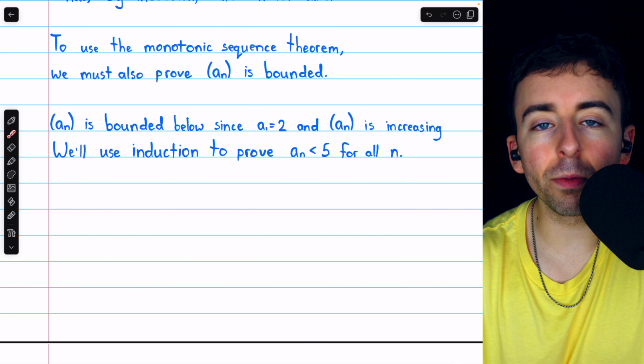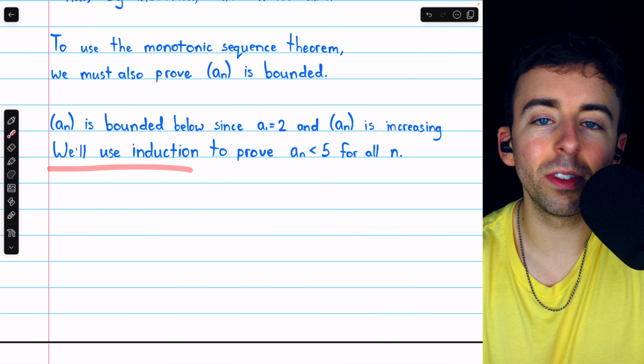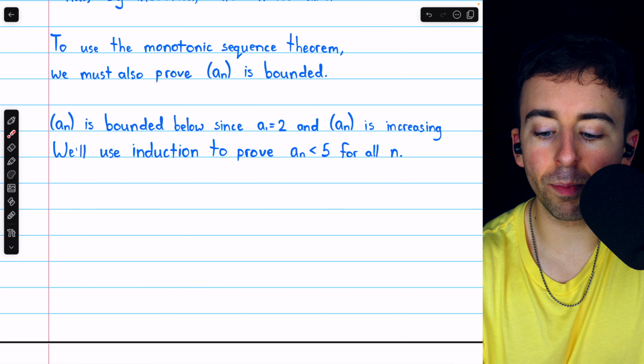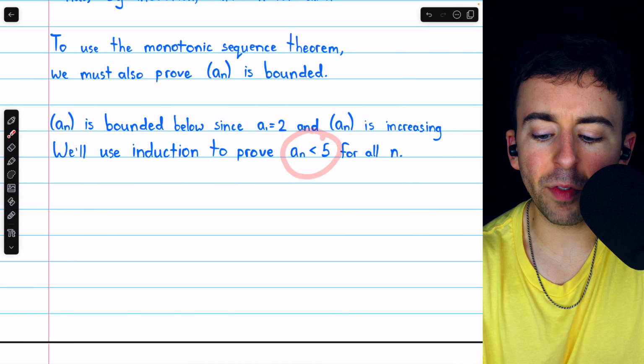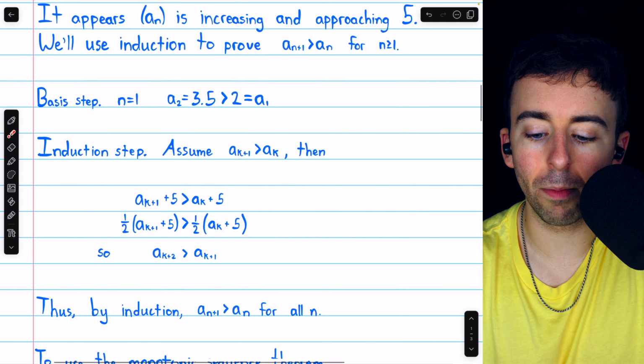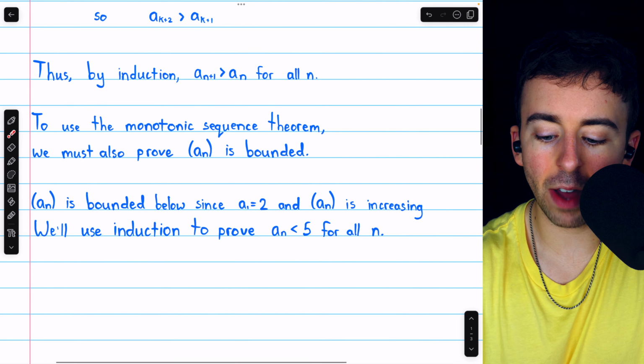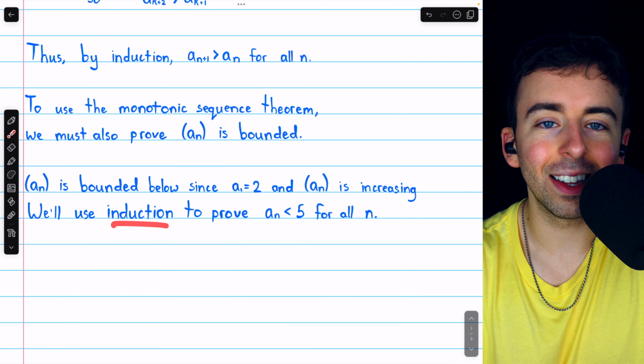But then we also need to prove that it's bounded above, and to do that, we're going to again use induction, and we'll prove that it's bounded above by 5. 5, we think, is the limit. Just from our computations, it appeared that it may be approaching 5. So we'll say that it's bounded above by 5, and we'll prove that with induction.